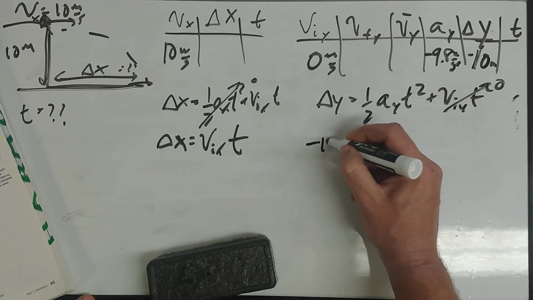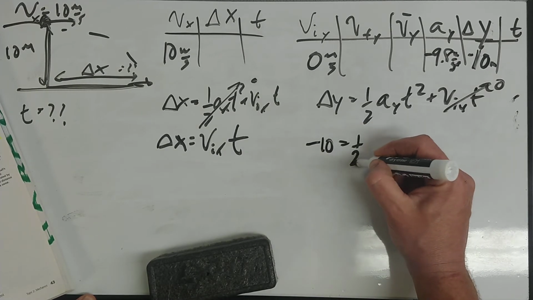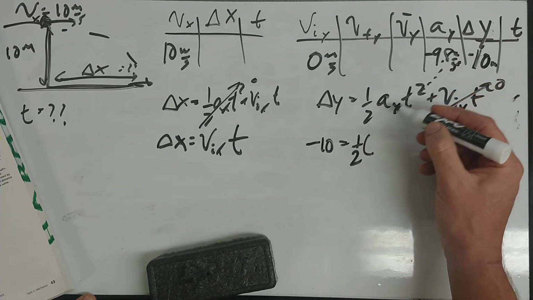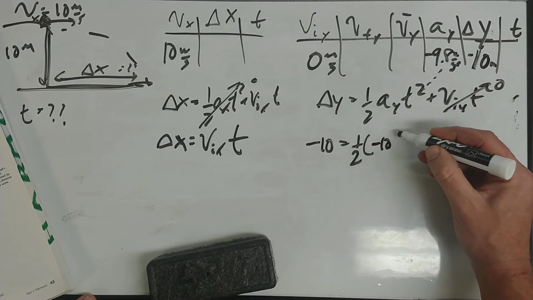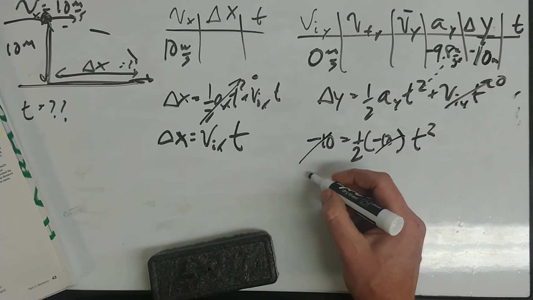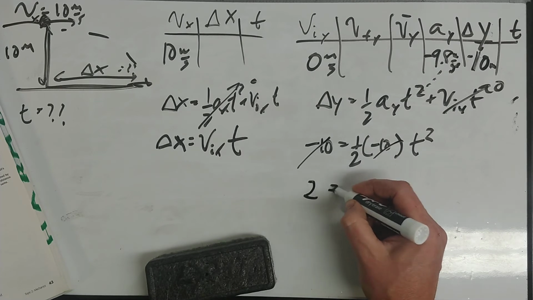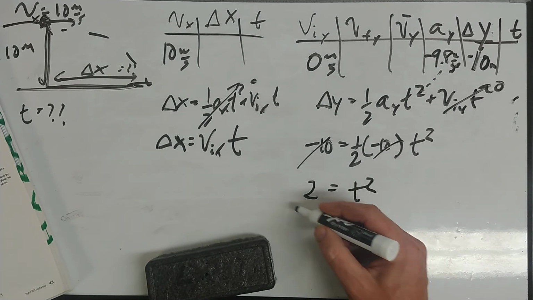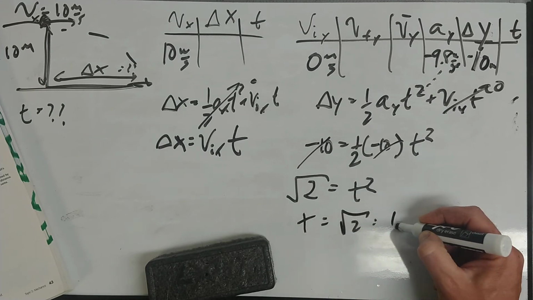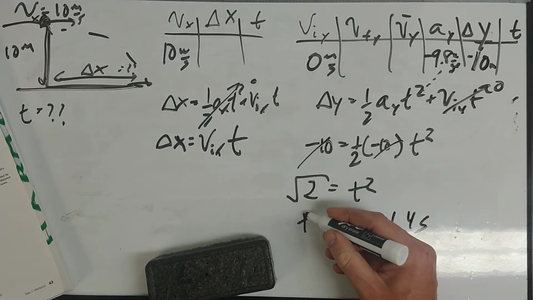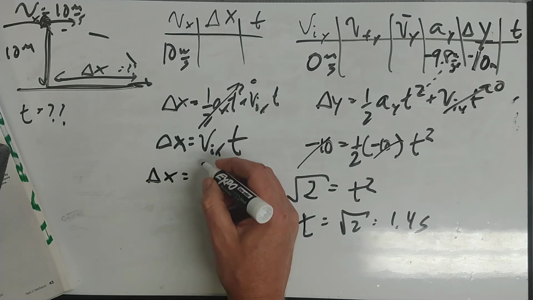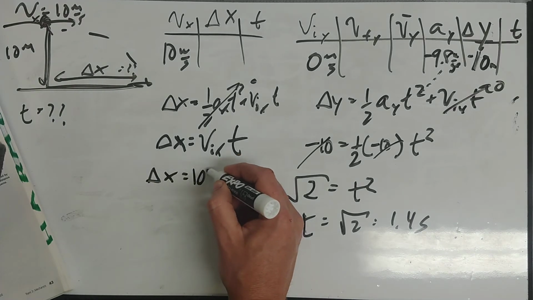So delta y is negative 10. I'm not going to put the numbers in because I already wrote them in the organizational table. I'm going to be lazy here and round that to 10. Negative 10 meters per second squared times t squared. Boom, boom. 2 equals t squared. T equals radical 2, or 1.4 seconds. That's a good one to remember. When something is dropped from 10 meters, it always takes 1.4 seconds to hit the ground, as long as air resistance is negligible.